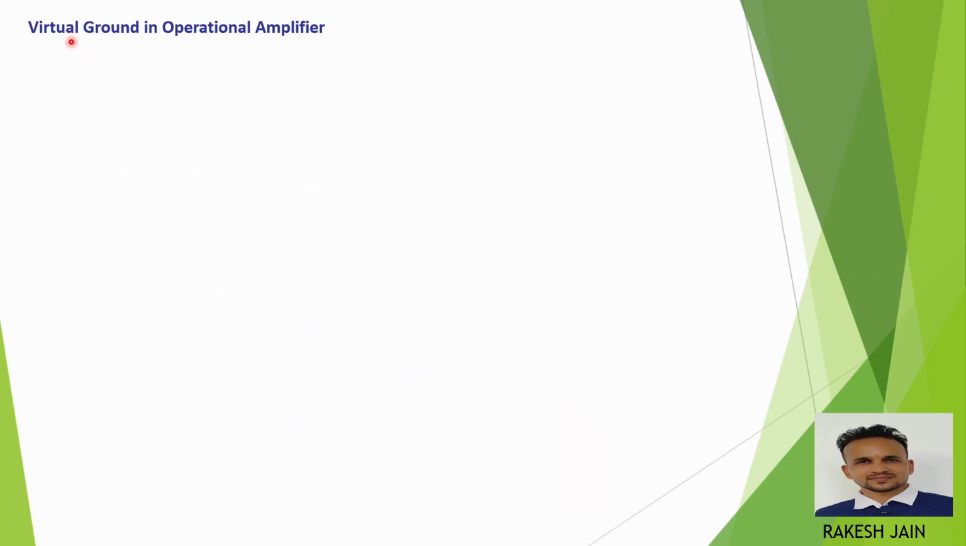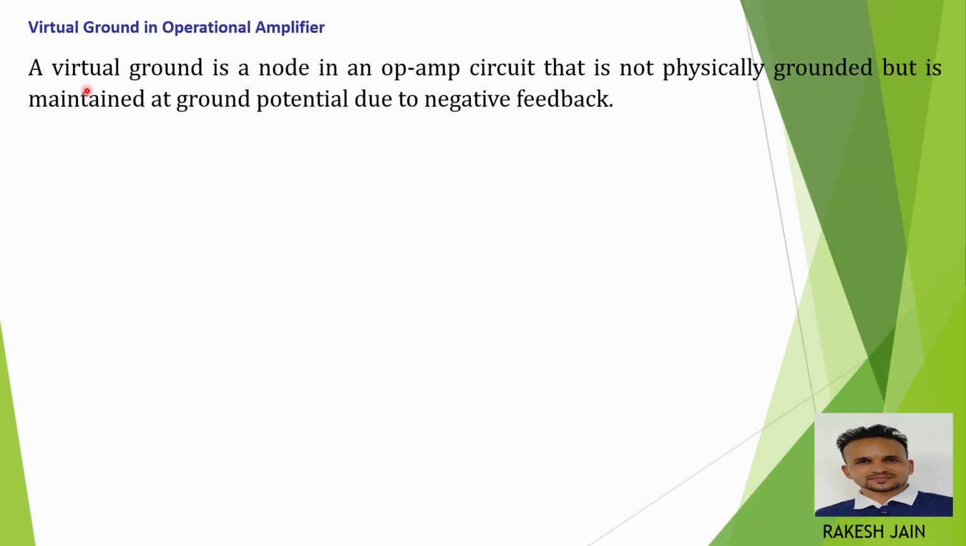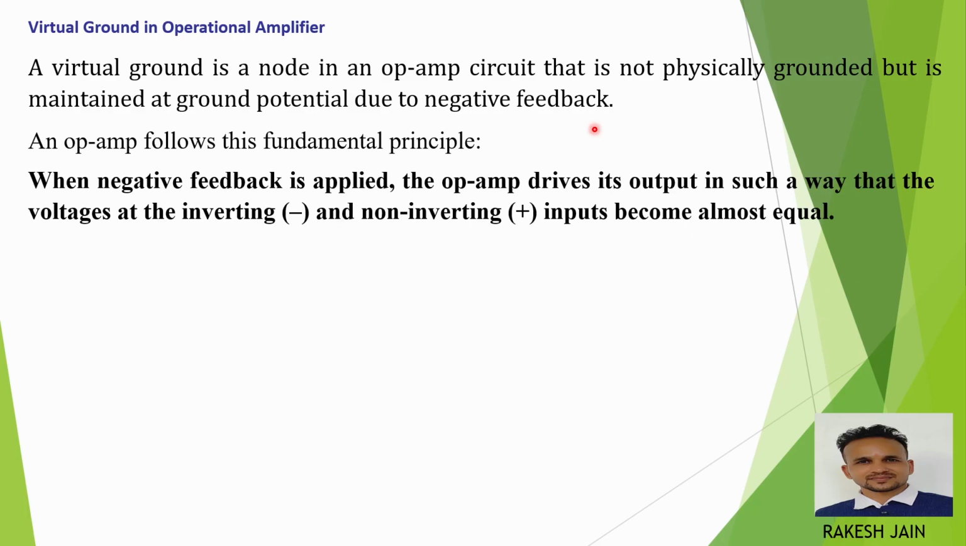Before we see the different applications of the operational amplifier, the first thing is virtual ground in operational amplifier. A virtual ground is a node in an operational amplifier circuit that is not physically grounded but is maintained at ground potential due to negative feedback.